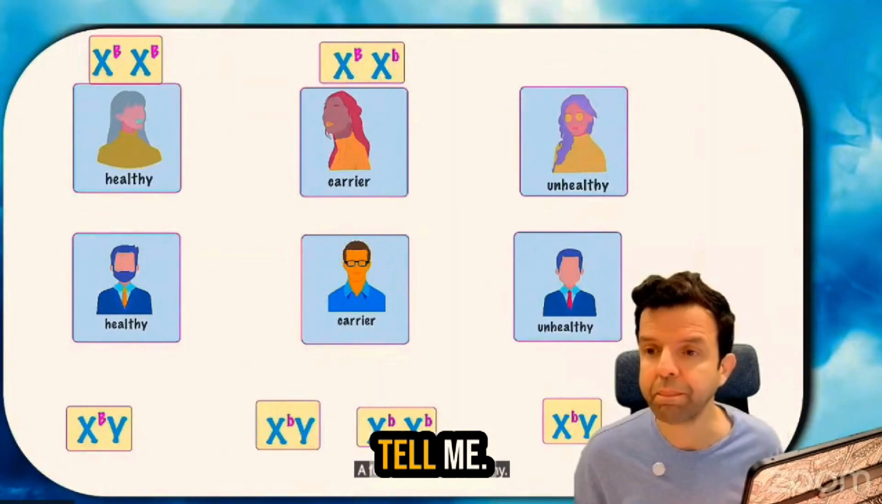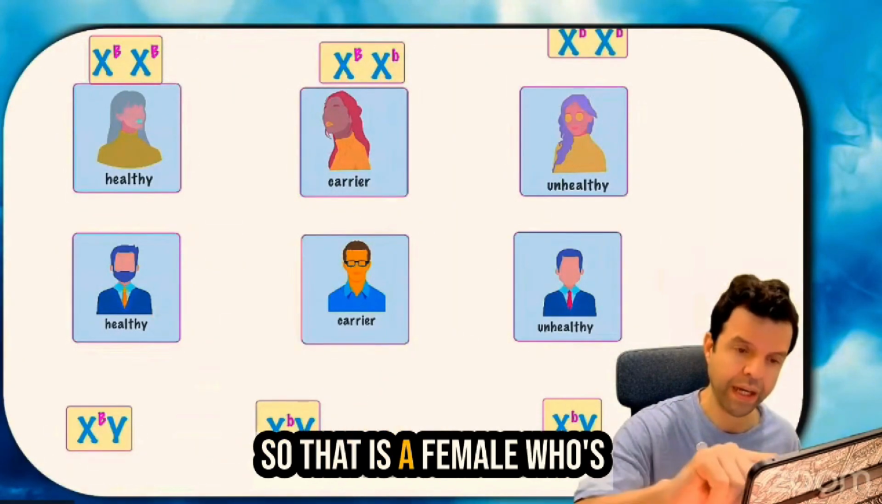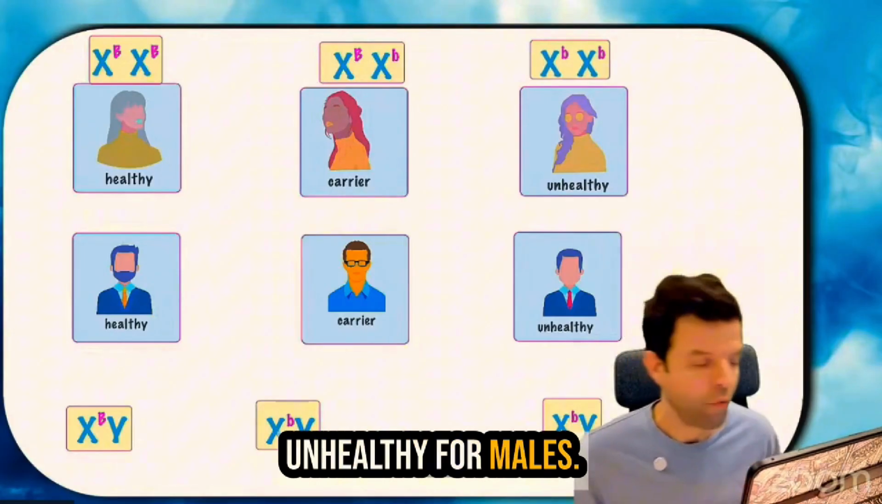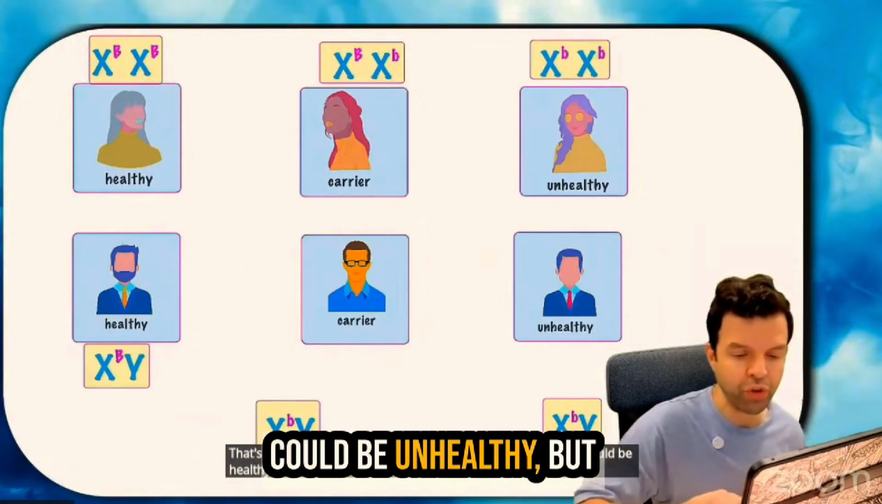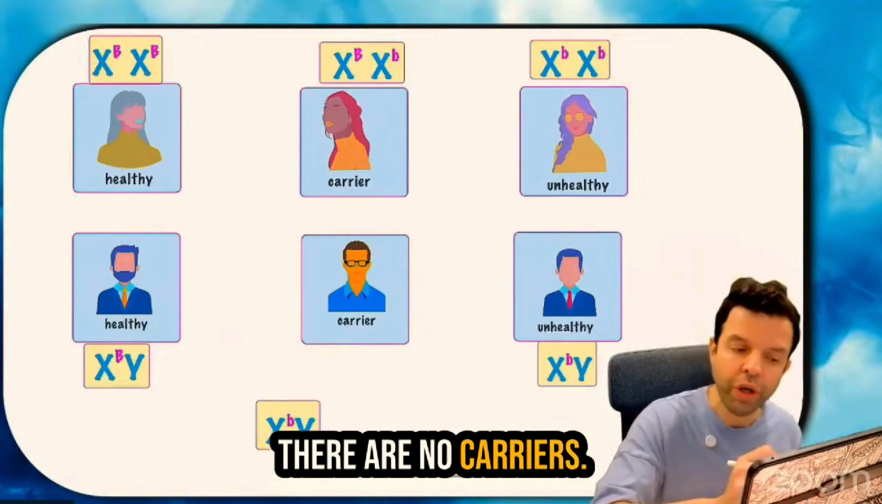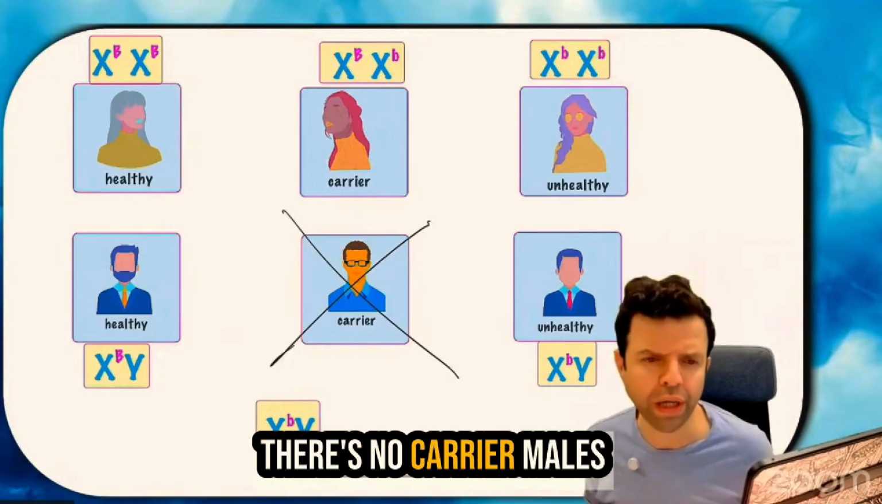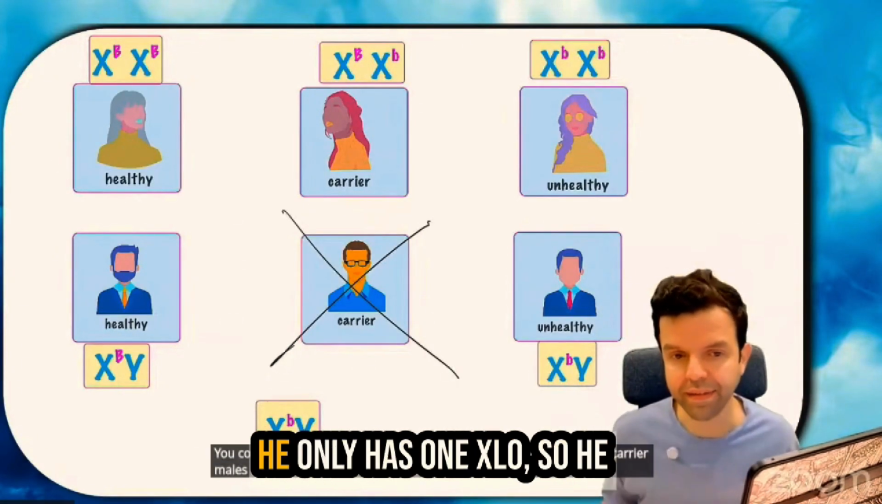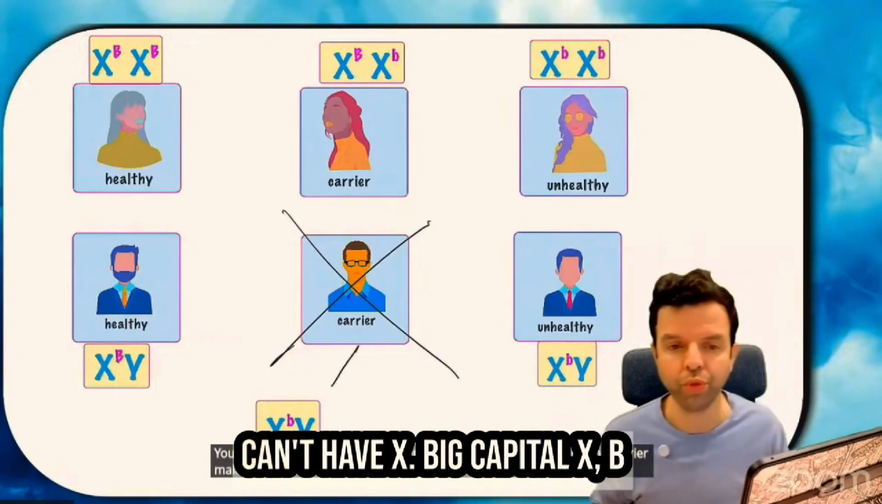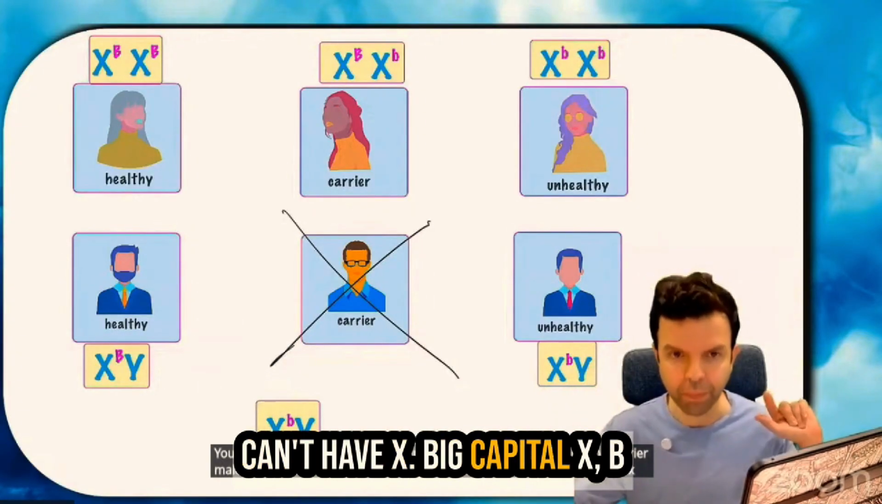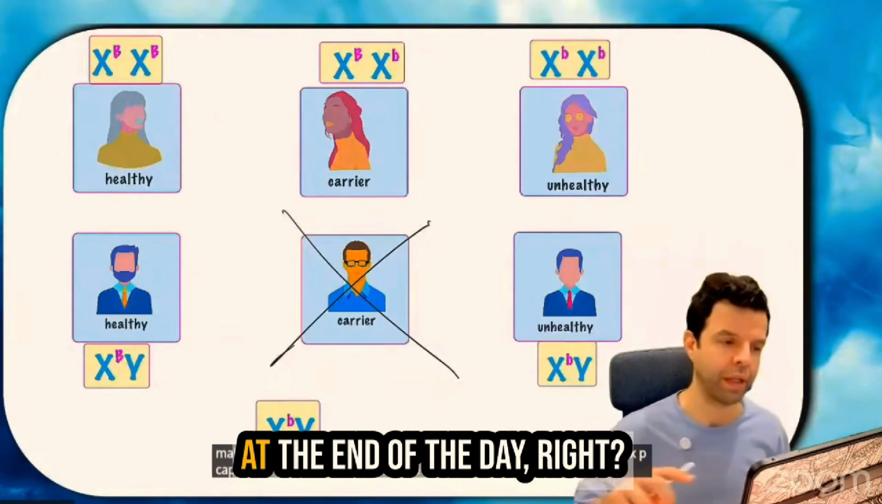A female that is unhealthy? Tell me, Mia? That's right. So that is a female who's unhealthy. For males, you could be healthy, you could be unhealthy, but there are no carrier males. Why are there no carrier males? Because it doesn't exist. He only has 1 X chromosome. He can't have X capital and X small, because he's a male at the end of the day, right?